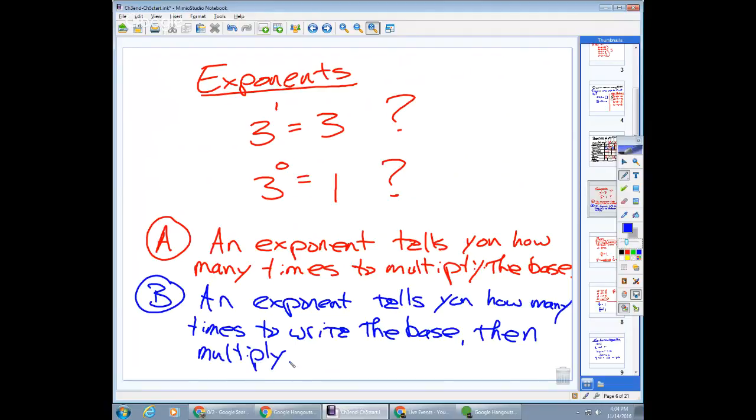Okay, I wrote 2 definitions up there. I don't have any examples to go with them yet. That's next. An exponent tells you how many times to multiply the base. An exponent tells you how many times to write the base, then multiply. Are those the same definition or are they different?